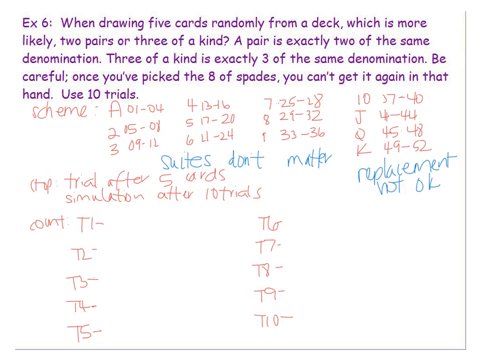So let's talk about what your calculator would look like. So we're going to go to math. We're going to go over to PRB. We're going to choose option 5. And so in your random integer, your lowest card is 1, and your highest card is 52.